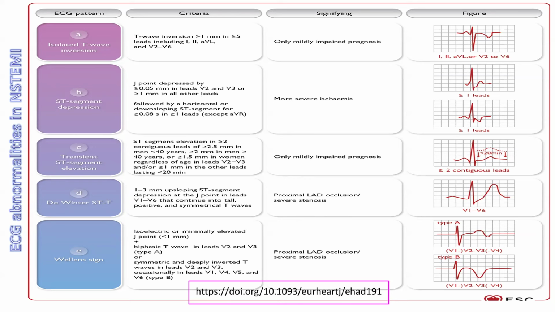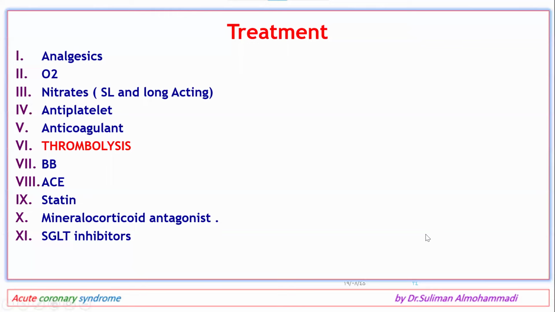Wellens sign is of two types. Either type A, which is the biphasic T wave in leads V2 and V3, or type B, which presents with symmetrical deeply inverted T waves in leads V2 and V3, and occasionally may include V1 through V5 or V6. This is late type B Wellens syndrome. So type B is deep T wave inversion, and type A is biphasic T wave.